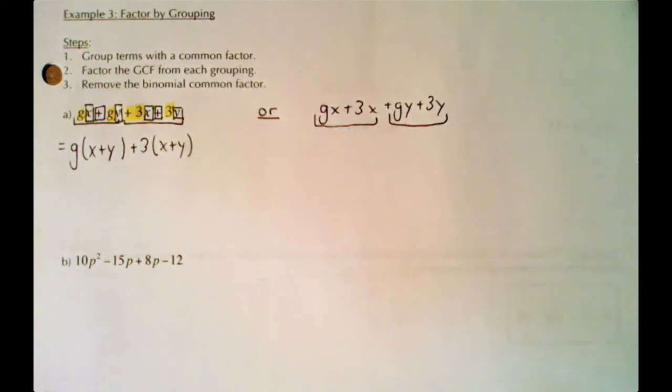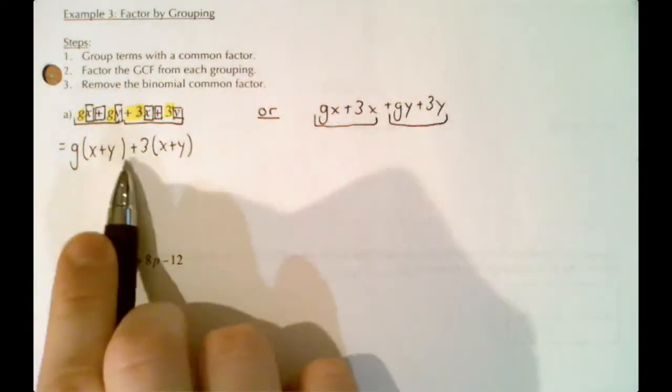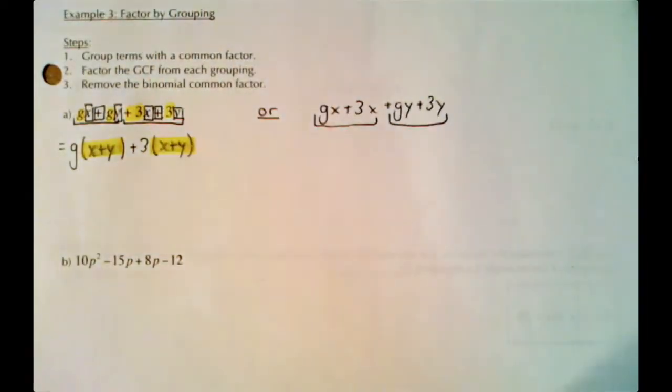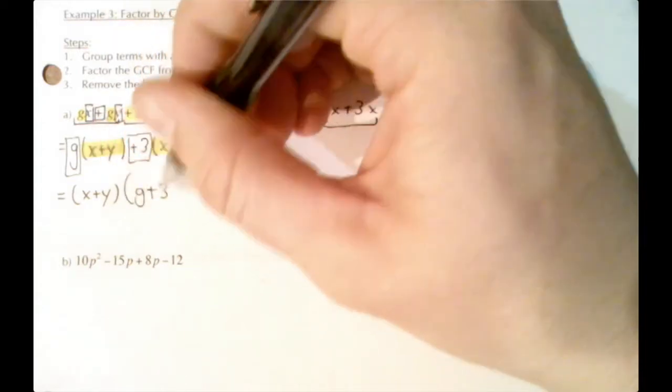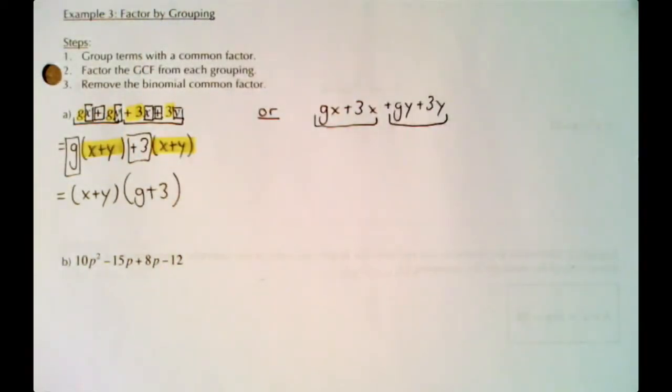And now, if we take a look, we have a common factor that's a bracket, x plus y. So we can common factor one more time. X plus y, x plus y. That's our common factor. And what we're left with is g plus 3. So that goes in our next bracket, g plus 3. And this is factor by grouping.